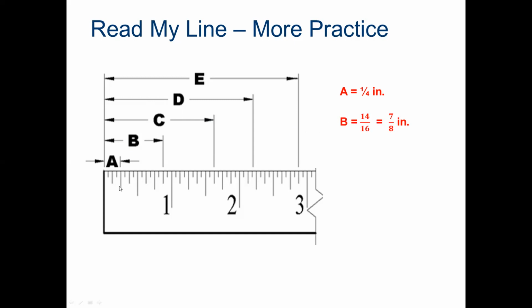7/8. Now they did also notice that that is 14/16. So if you counted all the little spaces here, 1, 2, 3, 4, 5, 6, 7, 8, 9, 10, 11, 12, 13, 14, but that can be reduced down to 7/8. All right, sorry I didn't give you much time to do that one. Hopefully you already moved on and thought about that.